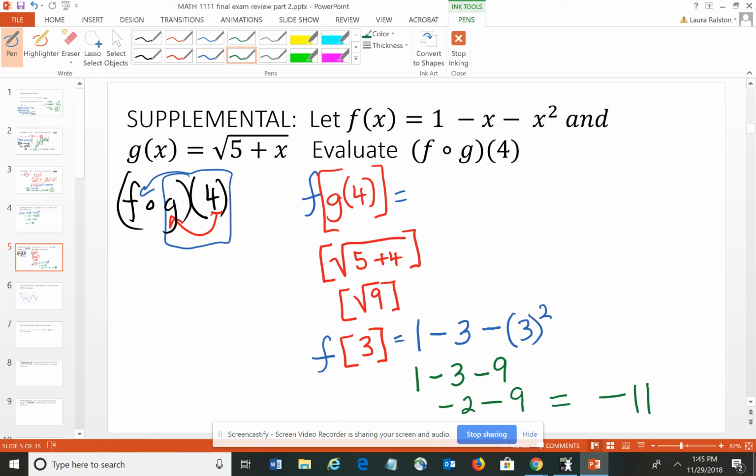Okay, that completes the questions on evaluating functions. So we'll stop there and then pick up with the next topic in the next video.